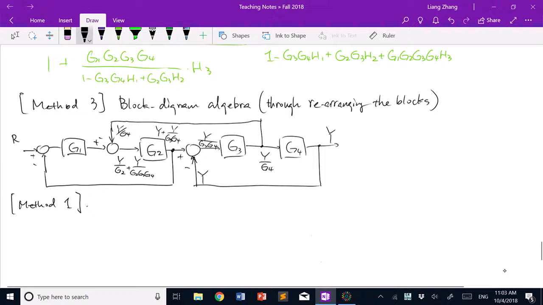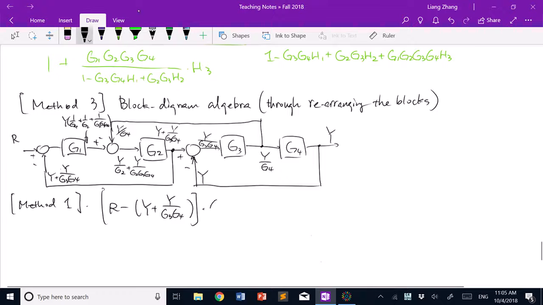Same idea. If I figure this out, then the output of G1 will be the sum of the two, right? So that will be the sum of the two. So it'll be Y times 1 over G4, that's the top one, plus 1 over G2, plus 1 over G2, G3, and G4. Okay, so this is the signal at the output of G1. And the output of G1 will be R minus, and this signal routed back, so it'll be G3, G4. So I figured all the intermediate signals.